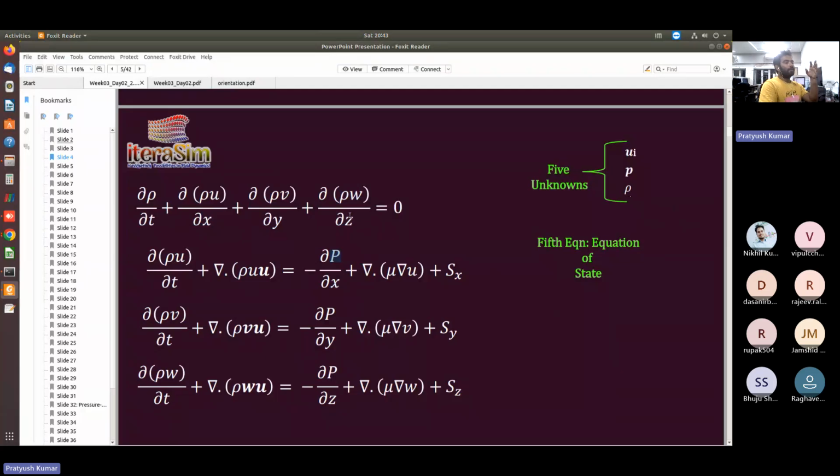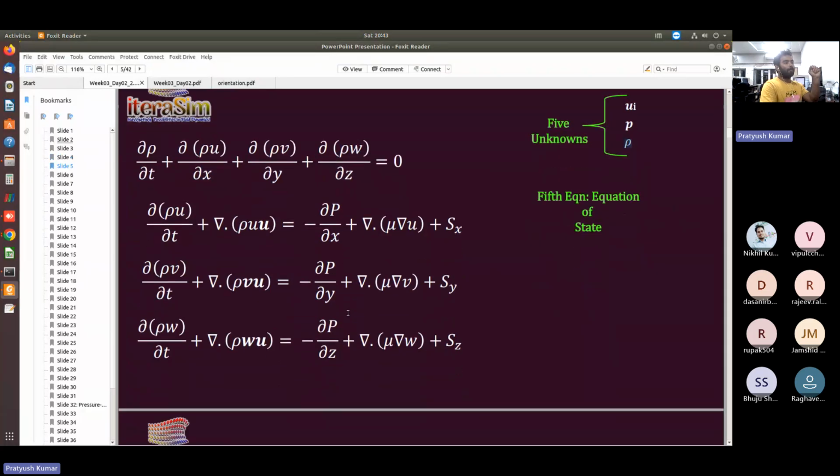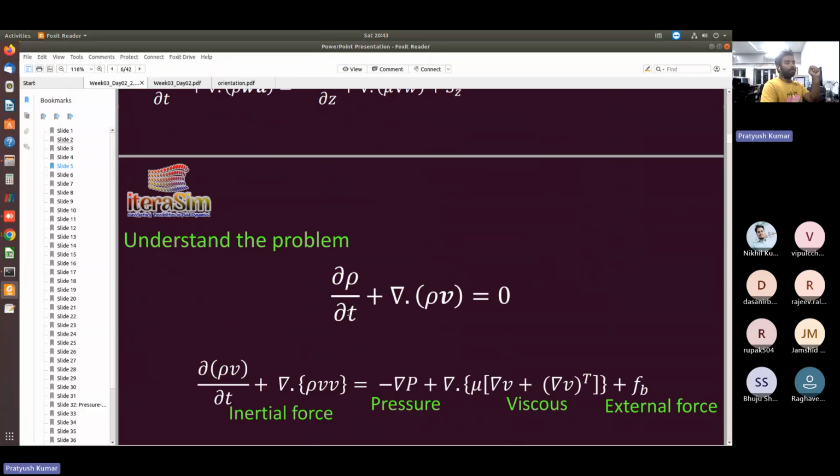Okay. And if you want to solve for the density, then we can use the equation of state. That we can use to find this property, that is the density. But still, now we have a total of four governing equations, but there is still a problem that we are going to see.